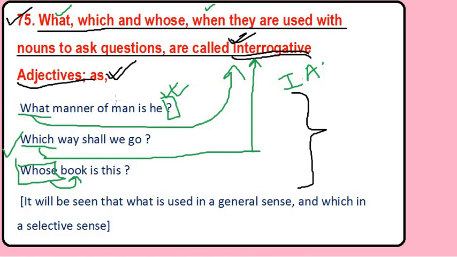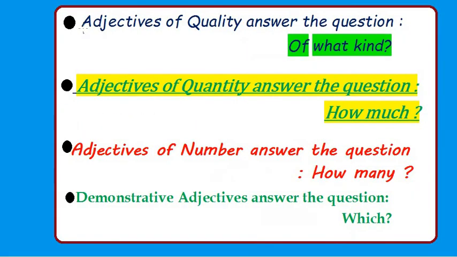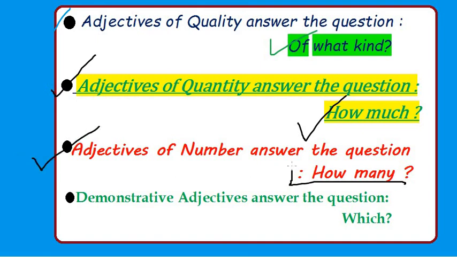Okay, it will be seen that what is used in a general sense and which in a selective sense. So we have come through that. Adjectives of quality answer the question what kind. Adjectives of quantity answer the question how much. Adjectives of number answer the question how many. Okay, so these are the questions answered by each of the adjectives, and today we have learned demonstrative adjectives answer the question which.